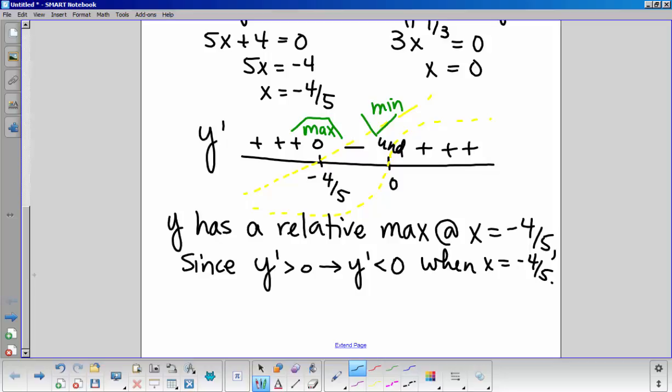All right? Now, is this point stationary or not stationary? Stationary. This is stationary because the derivative is equal to 0. This is a stationary point.